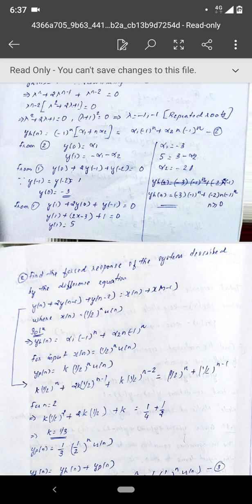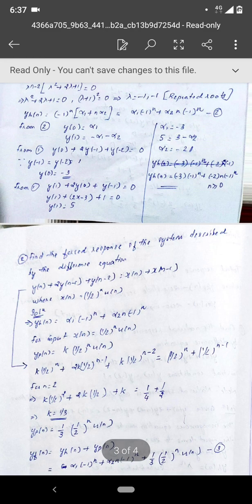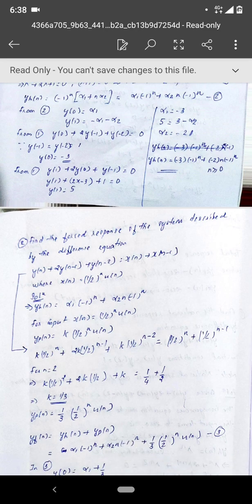That method I am showing here, that is, you have to find what y of 0 and y of 1 are. That has to be determined from the homogeneous equation. Why is it a homogeneous equation? Because here the actual input is taken as 0. That is, you have to determine alpha 1 and alpha 2 from the initial conditions. There, alpha 1 and alpha 2 were determined after adding the complementary function with the particular solution. Here there is no particular solution because input is absent.